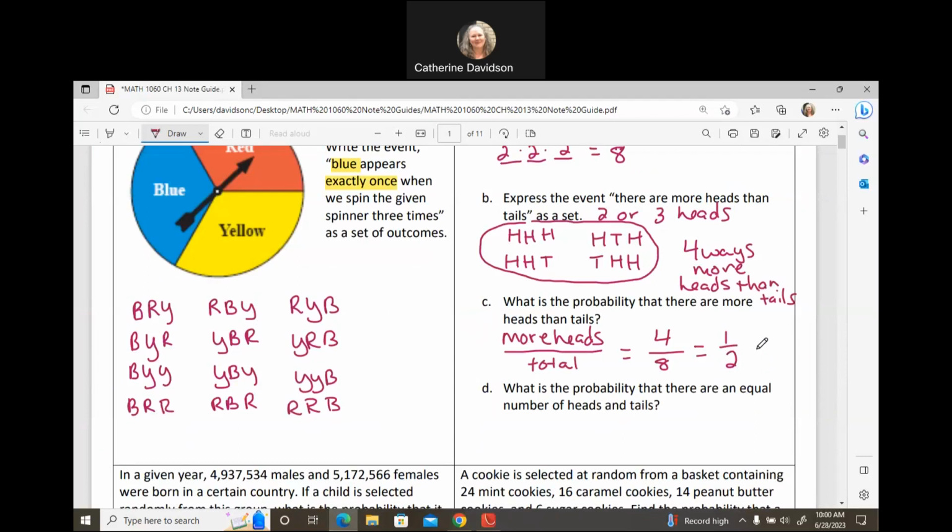So what is the probability there are equal number of heads and tails? That means the same number of heads and the same number of tails. Okay. For us, we have 3 coins. There's no way to have equal number of heads and tails. So the probability is 0.